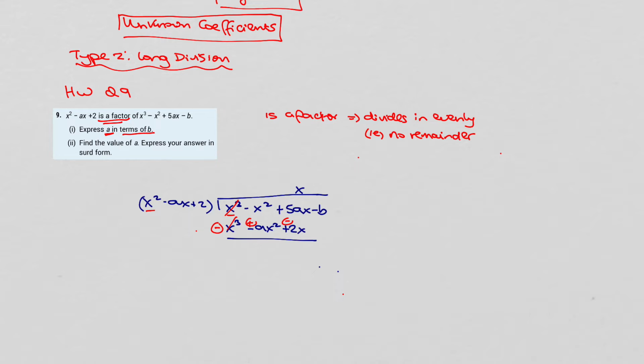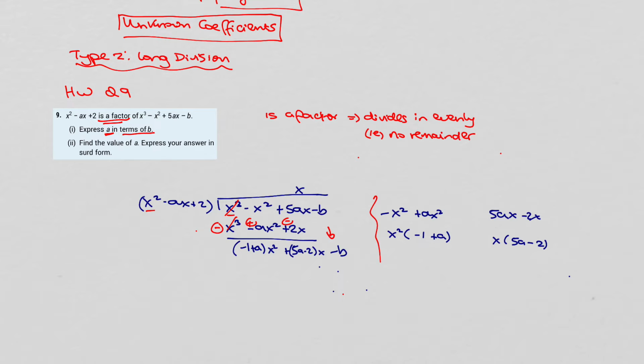So we have minus x squared plus ax squared. If I do that over here to the side, we have minus x squared plus ax squared. If I take out x squared as being common, that's minus 1 plus a. And then we have 5ax minus 2x. If I take out x as being common, that leaves me with 5a minus 2. So we have plus 5a minus 2 times x, and then I want to bring down my minus b.